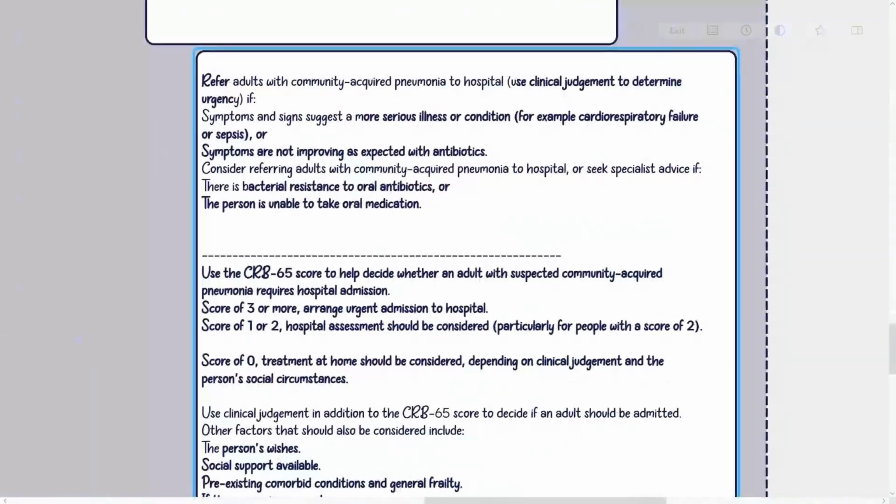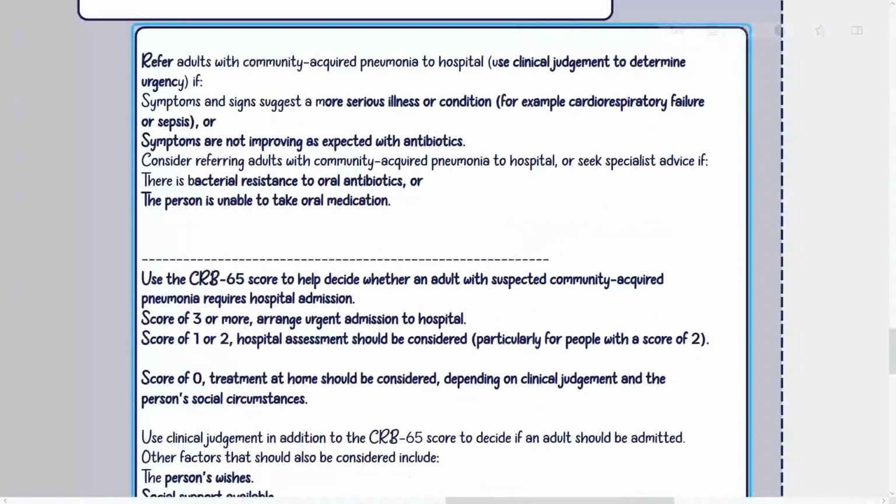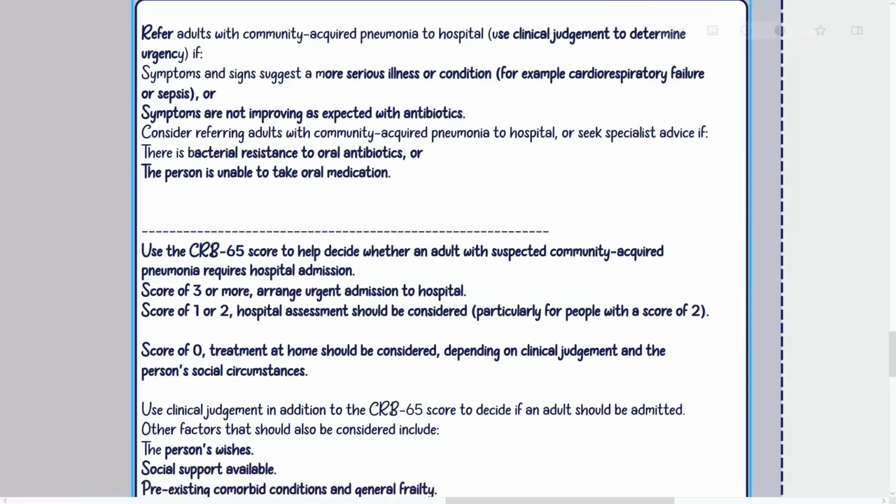Pneumonia management in primary care. Refer adults with community-acquired pneumonia to hospital. Use clinical judgment to determine urgency. Symptoms and signs suggest a more serious illness or condition, for example, cardiorespiratory failure or sepsis, or symptoms are not improving as expected with antibiotics.